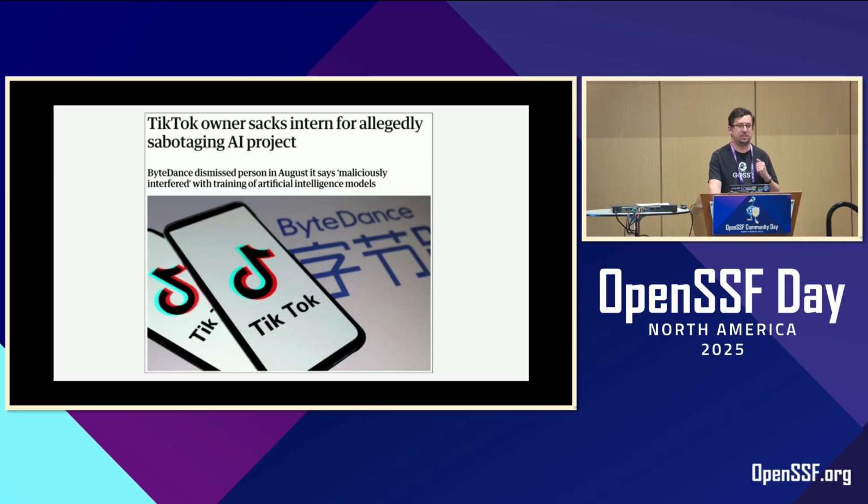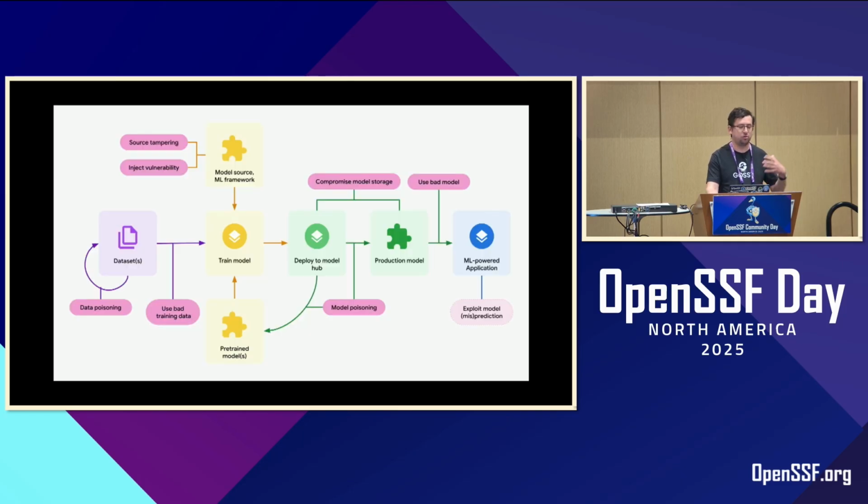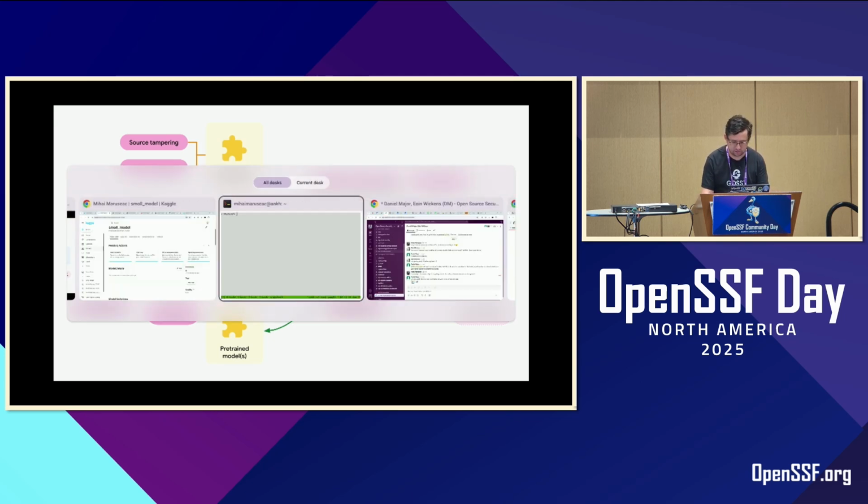First, a real scenario that happened. Some months ago, an intern at TikTok wanted to sabotage another intern: sabotage the checkpoint during training, cause the training job to crash, and start from a malicious checkpoint. And if we look at the entire supply chain diagram for models, we see that in every step there are possibilities for compromise. And I'm actually going to do a demo on compromising the model storage. So let me switch to the demo tab.